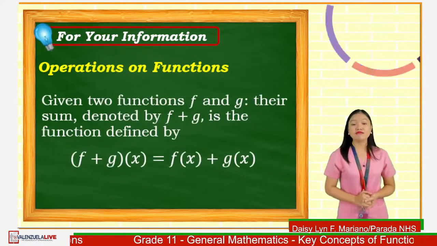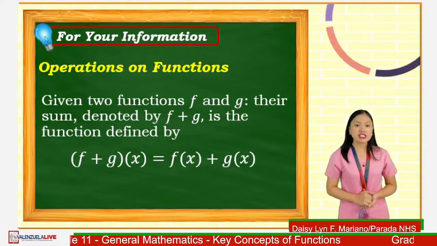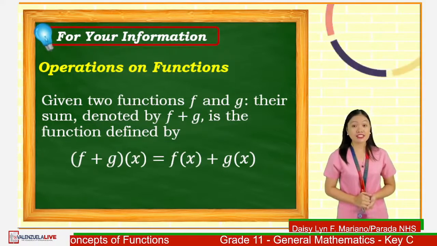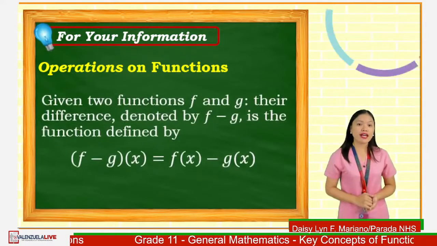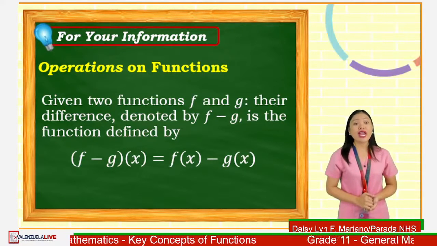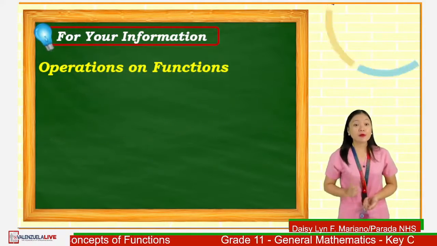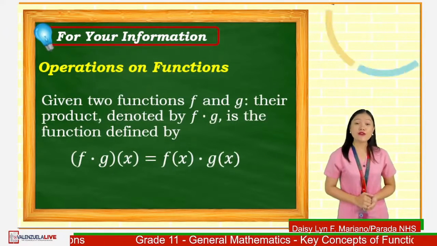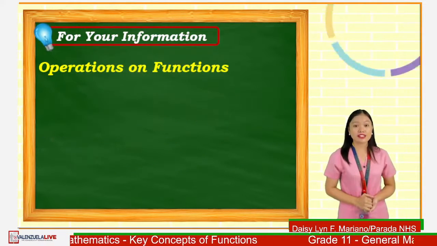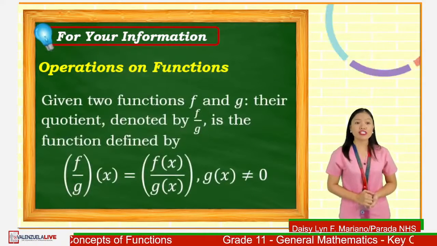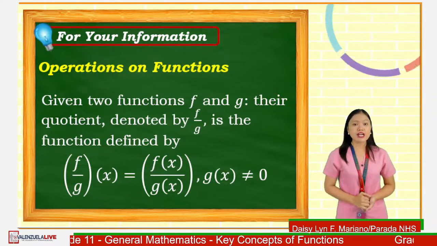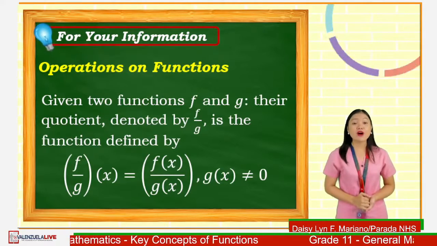Given two functions f and g, their sum, denoted by f plus g, is the function defined by f plus g of x is equal to f of x plus g of x. Their difference, denoted by f minus g, is the function defined by f minus g of x is equal to f of x minus g of x. Their product, denoted by f times g, is the function defined by f times g of x is equal to f of x times g of x. Their quotient, denoted by f over g, is the function defined by f over g of x is equal to f of x over g of x, where g of x is not equal to 0.